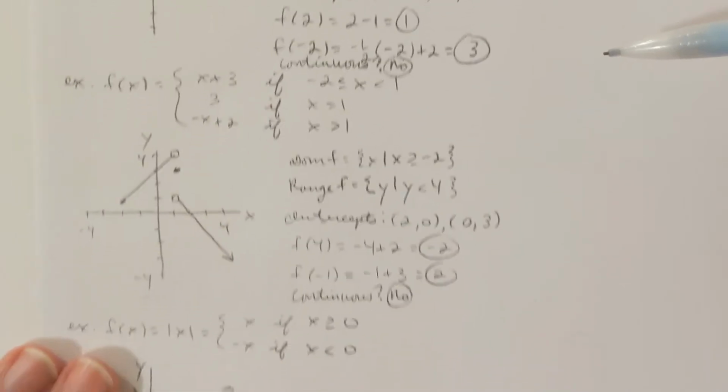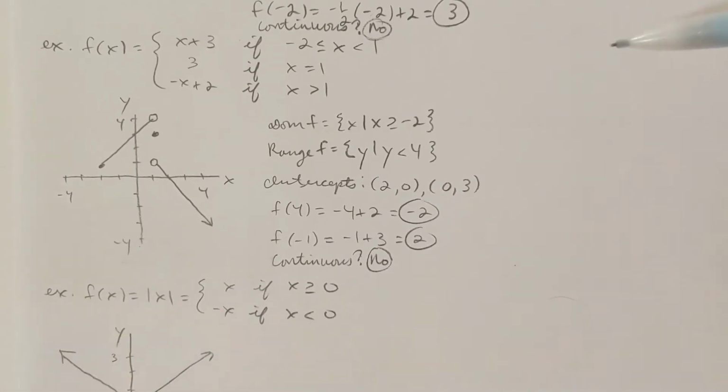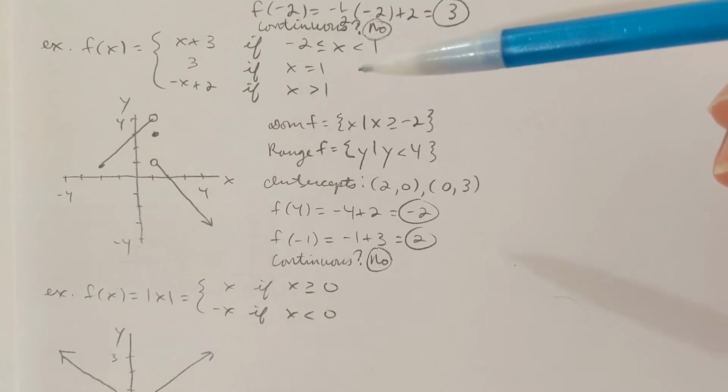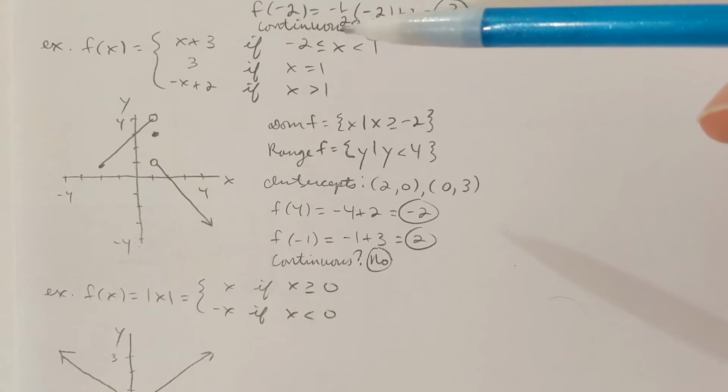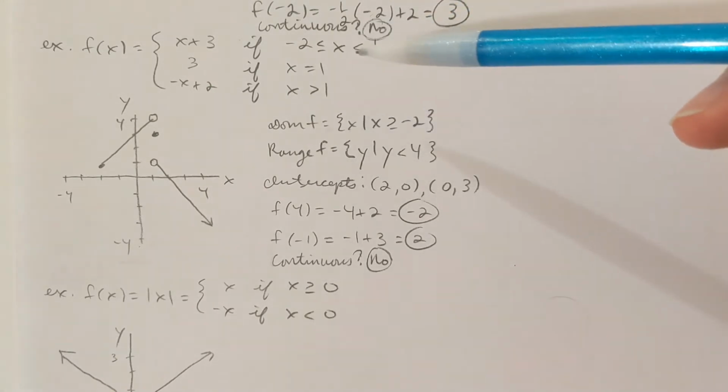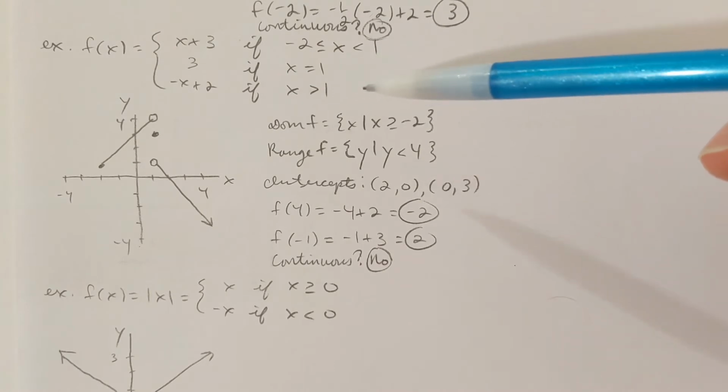Another piecewise function is f of x equals x plus 3 if x is between negative 2 and 1, including negative 2, 3 if x is equal to 1, and negative x plus 2 if x is greater than 1. So the first thing that I'll do is graph this by ignoring the if conditions, and I'll come back to those at the end.